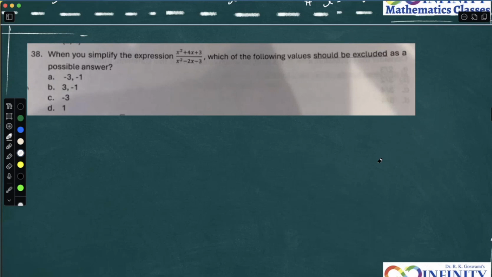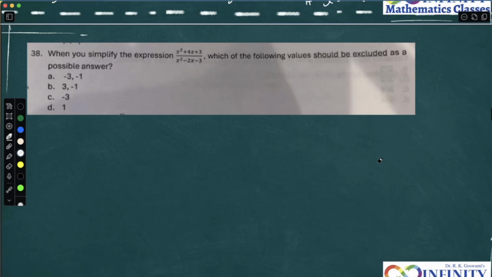When you simplify this expression, which of the following values should be excluded as a possible answer? Okay, when you simplify, which value is going to be excluded? Exclude stands for we cannot choose this value. And in order to answer that, look at the denominator. The denominator should not be 0. That means we are talking about the domain.